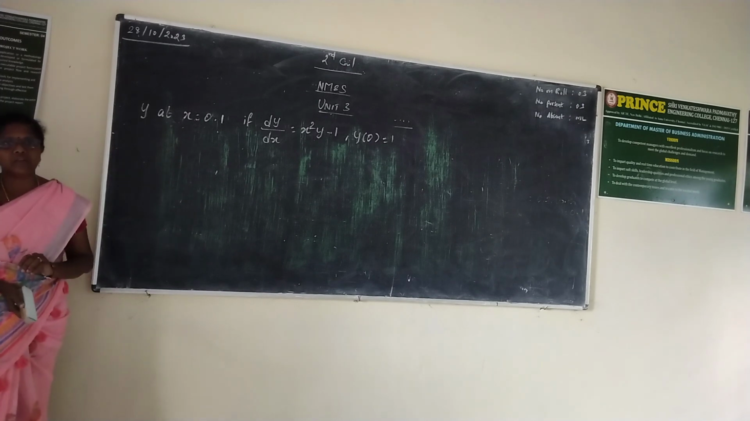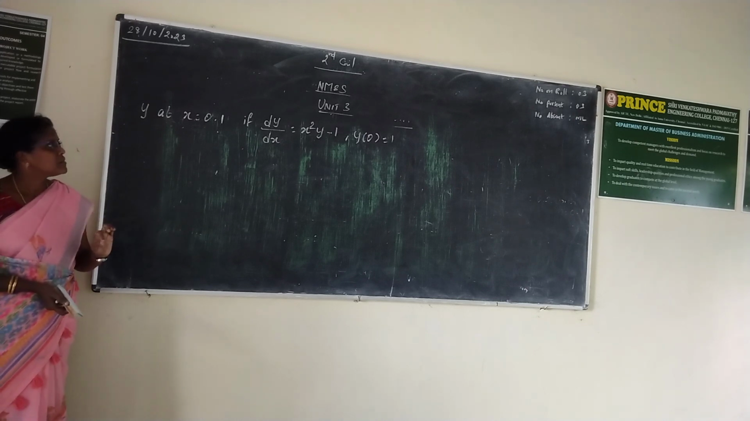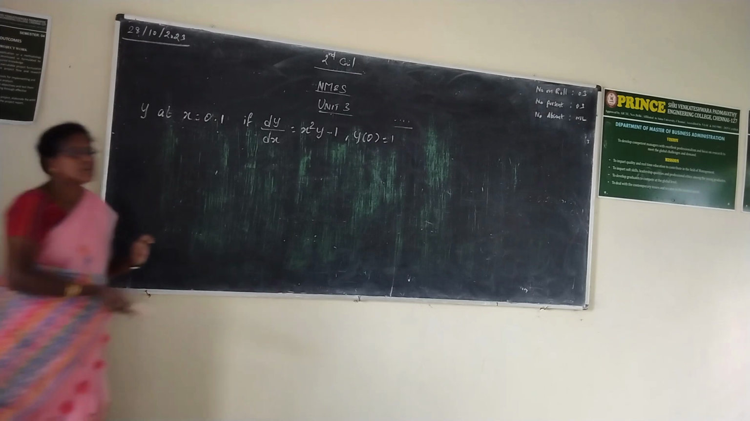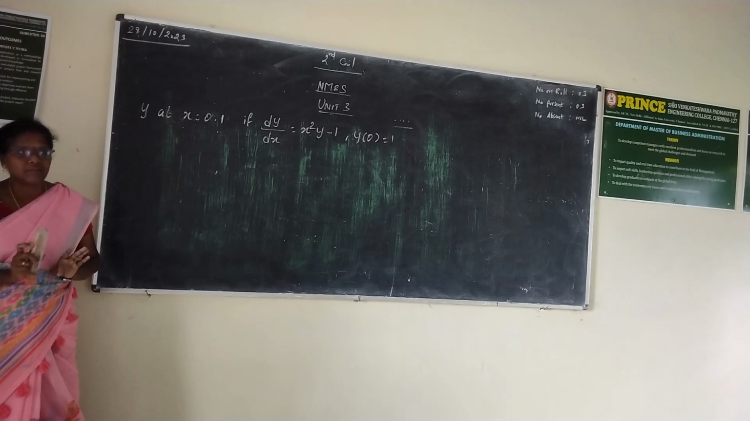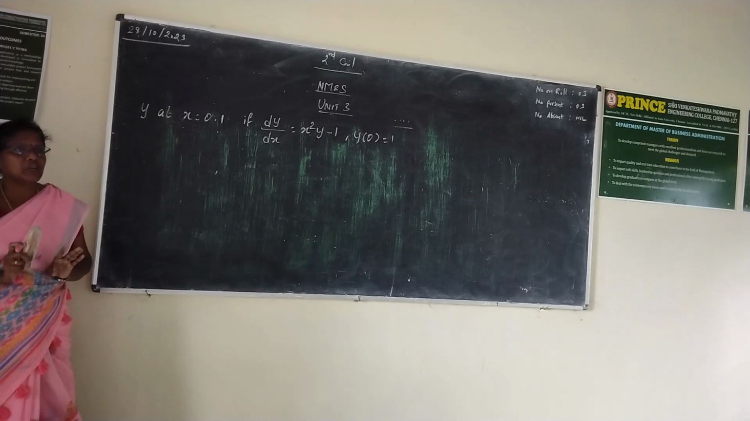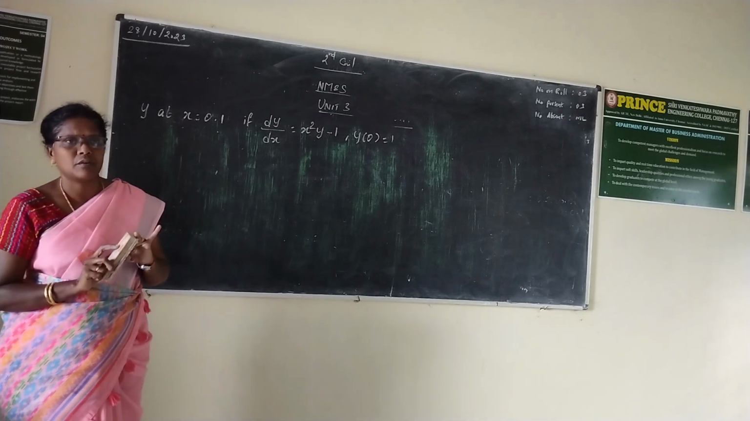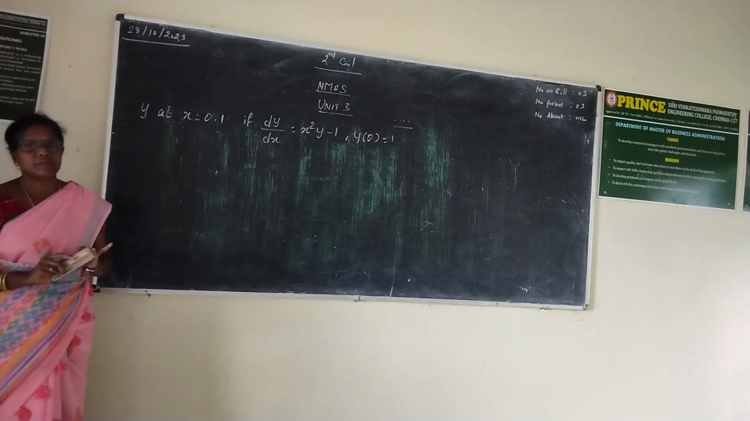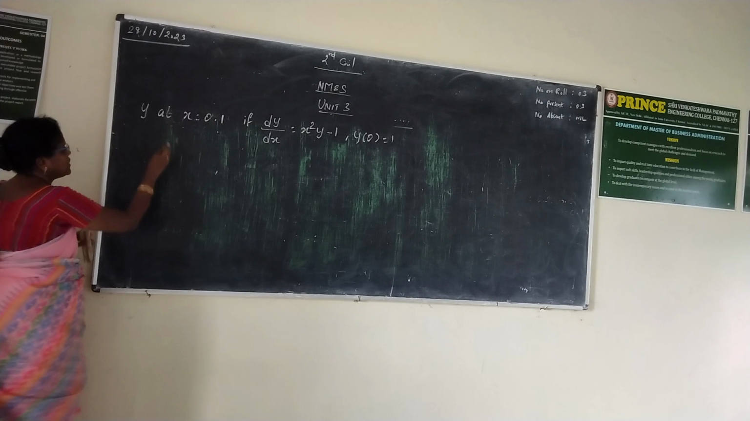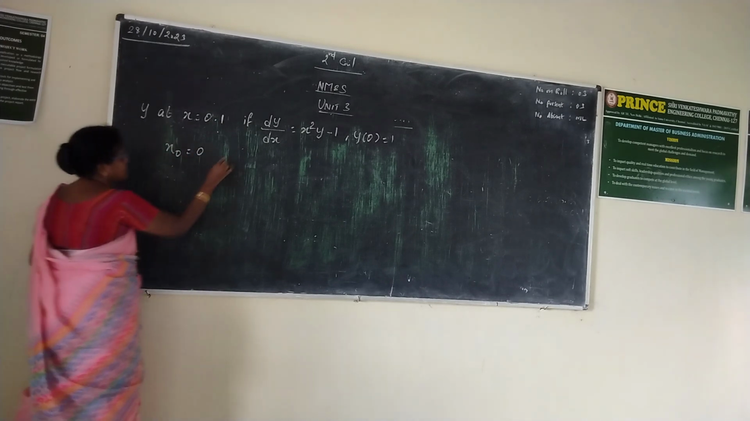What is the given condition? y of 0 equal to 1. Using the condition, first we find what is x naught and what is y naught. Can you tell me what is x naught? 0. What is y naught? 1. So here x naught is equal to 0, y naught is equal to 1.